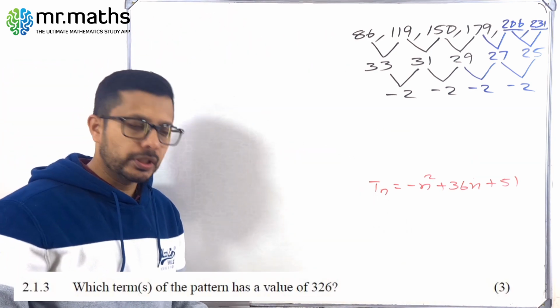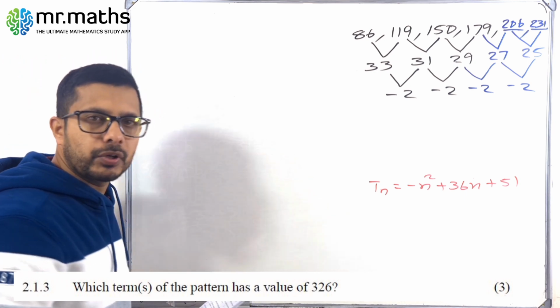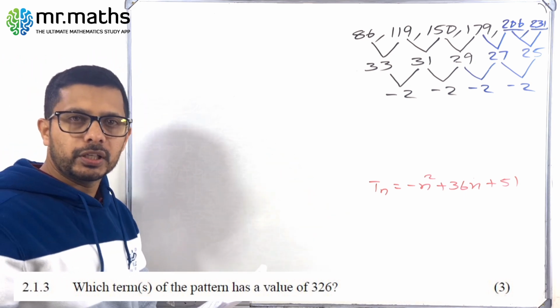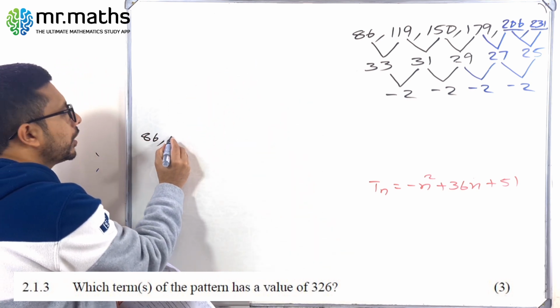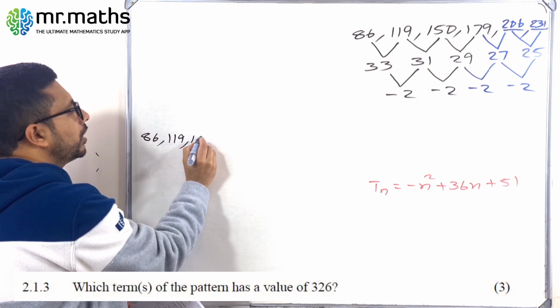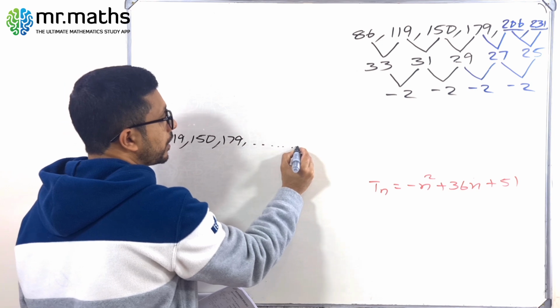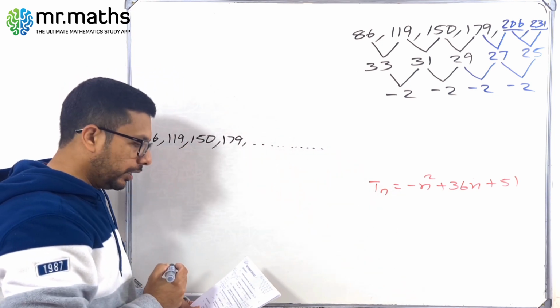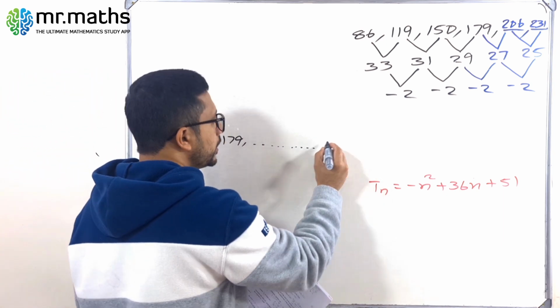Question number 2.1.3. Which term of the pattern has a value of 326? What is the meaning of that one? It means that, look at that sequence, 86, 119, 150, 179, it's going like that, etc. Then they are saying that there is a number 326 somewhere here.